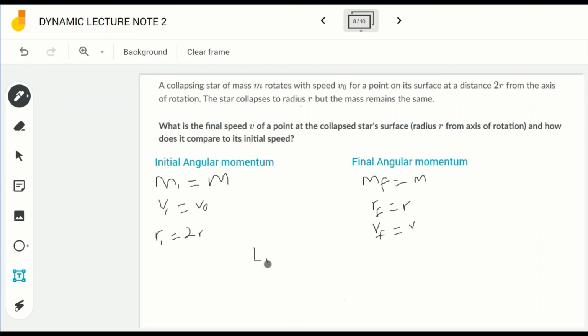The initial angular momentum is equal to the final angular momentum. So I can use the formula m_i v_i r_i equal to m_f v_f r_f. Good. So my m_i is m, my v_i is v_o, my r_i is 2r, is equal to, my m_f is m, my v_f is v, my r_f is r.